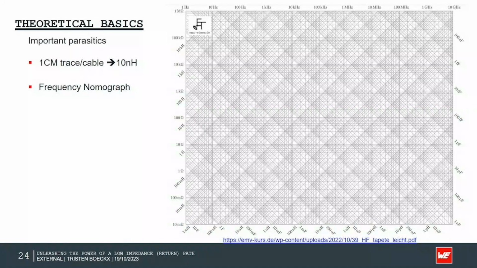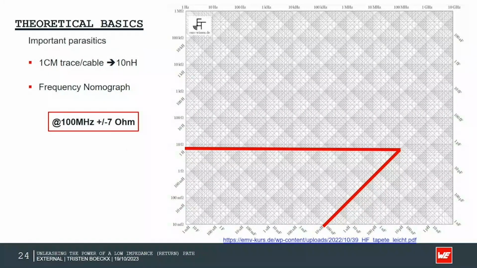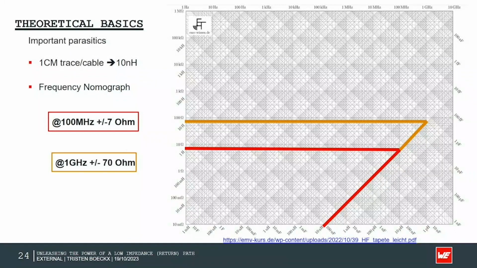As we put this to the test, we can see, starting from a 10 nanohenry inductance at a frequency of 100 MHz, that we have approximately an impedance of 7 ohms. When doing the same mathematical approach, we can see that this is almost 70 ohms.